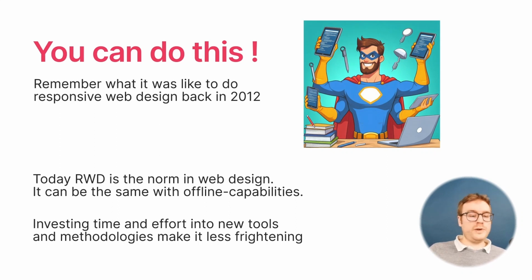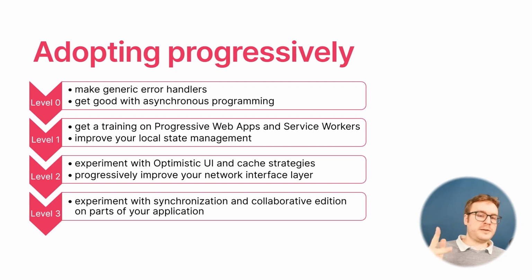But to get there, we need to do all these steps. We need to invest time. We need to adopt offline capabilities progressively. So I showed you today the 3 levels of offline capabilities. I'm going to assume that most of you start from level 0. And so you can get to level 1 using progressive web applications and service workers and working on your local state management. You can get to level 2 by addressing the network interface layer, adding optimistic UI, adding more advanced cache strategies on your data. And you can get to level 3, if you're really motivated, by working on code synchronization, logic synchronization, and collaborative editing on parts of your application.